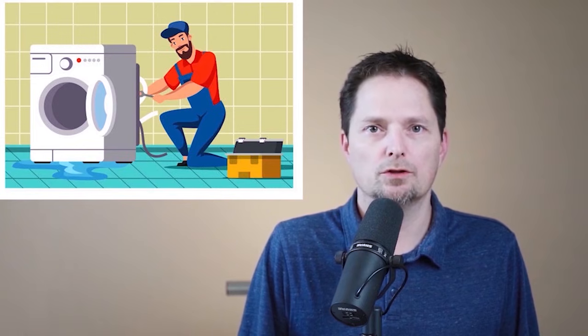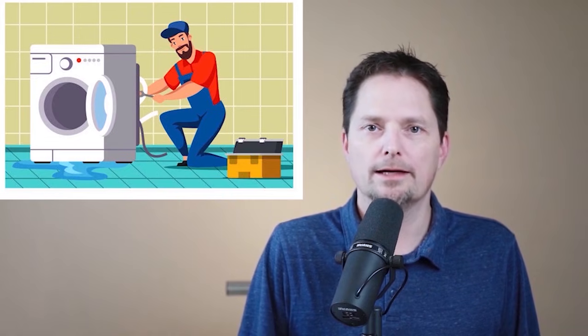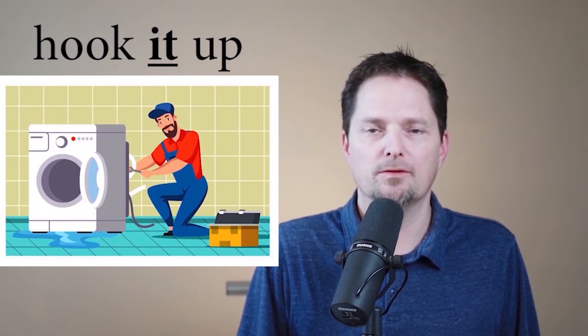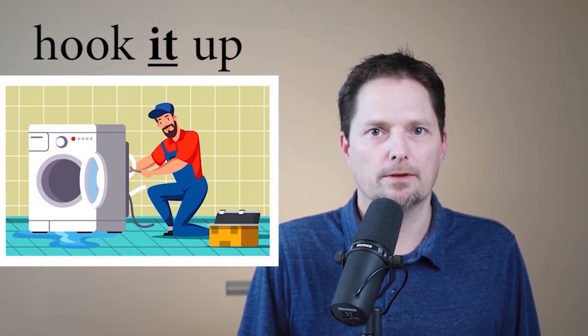Pronunciation, use the short sound like book and look, hook. Hook up. Let's practice. Is he hooking up the new washer? That's right, he's hooking up the new washer. When I use hook up to mean install, it is a separable phrasal verb. That means if I use a pronoun it, I have to put it in the middle. Hook it up. I cannot say hook up it. I put it in the middle, hook it up.